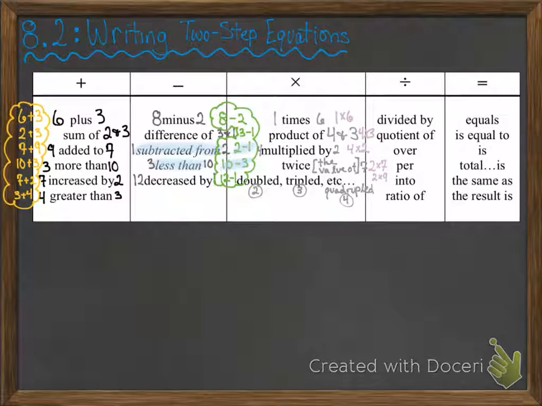Doubled means times 2, tripled means times 3. For all of these, double, triple, quadruple, let's use the number 9. So times 2 is doubled, times 3 is tripled, quadrupled times 4, and then that's it. All right, so again, the order doesn't matter on these guys because multiplication order doesn't matter.